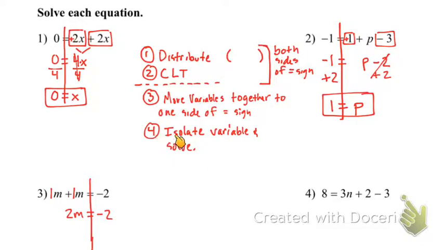Step 4, we want to isolate the variable. So I want to get M by itself, which means the 2 has to go away. And we know the 2 is multiplying. The opposite of multiplication is division. So we're going to divide by 2 to both sides. These 2s cancel, and we're left with M equal to negative 2 divided by positive 2, that's negative 1.